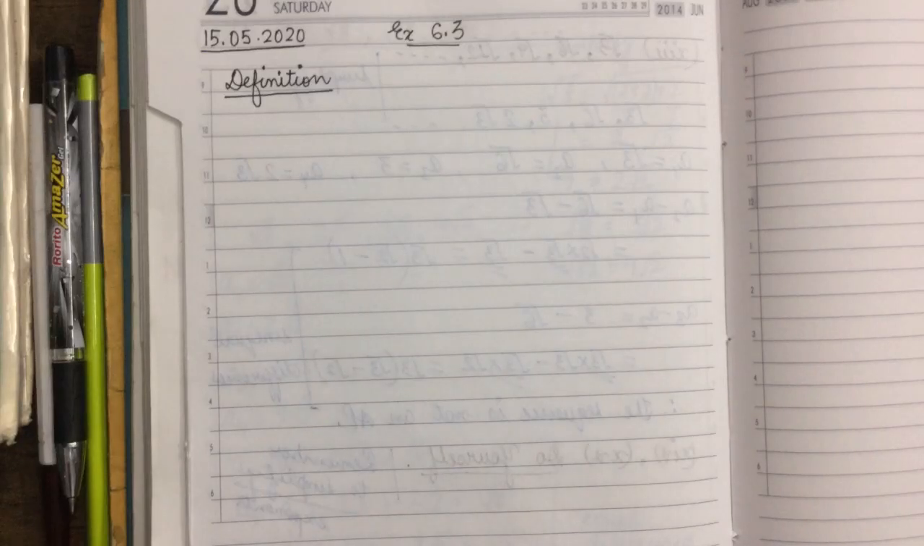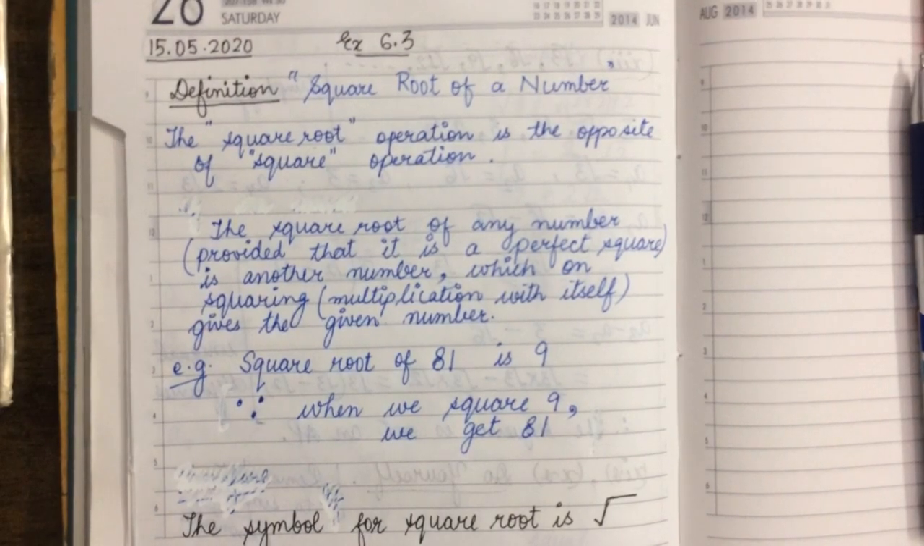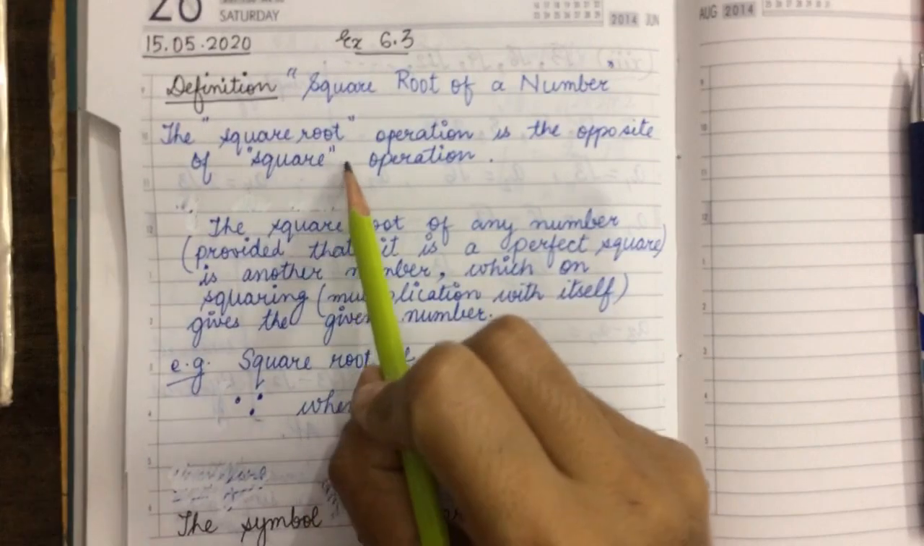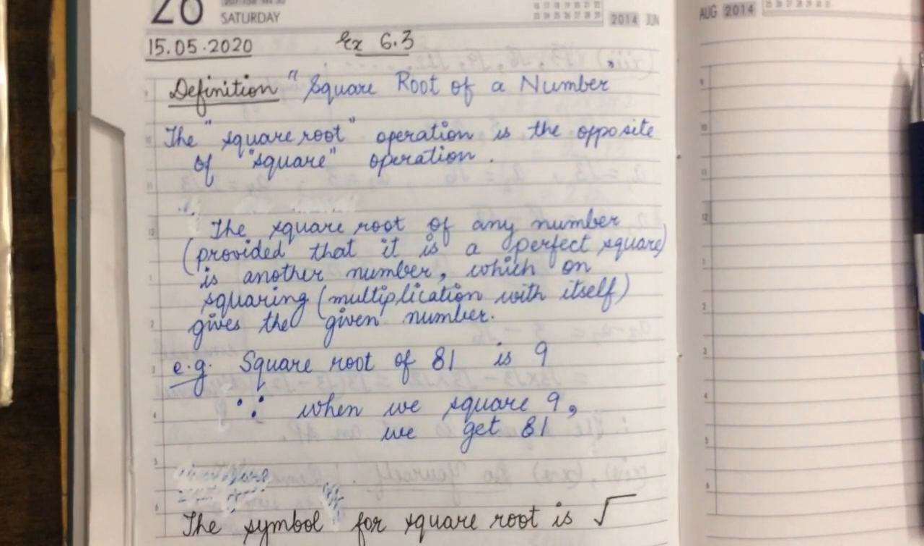Good morning, 8th standard. Today we will do exercise 6.3, and before we start with the exercise, we are going to write down a definition. Since exercise 6.3 is based on calculating the square root of numbers, let us see what square root of a number means. The first thing we want to know is the square root operation is the opposite of square operation.